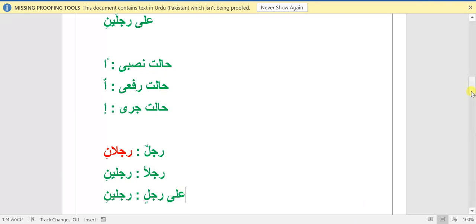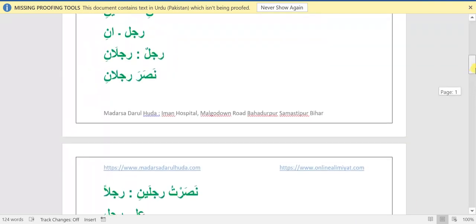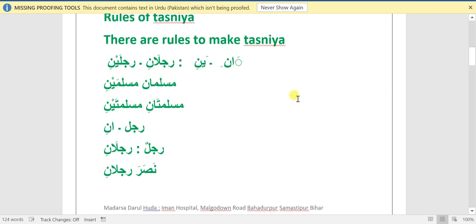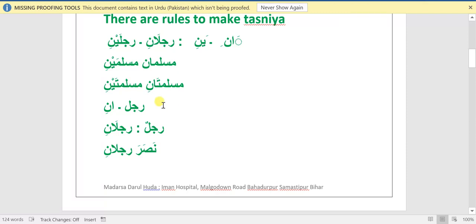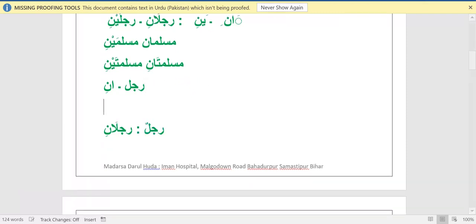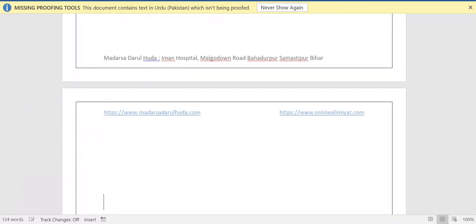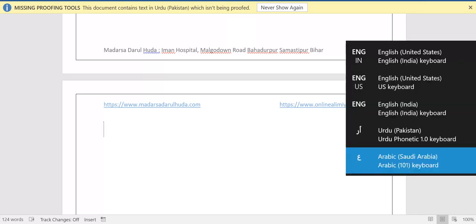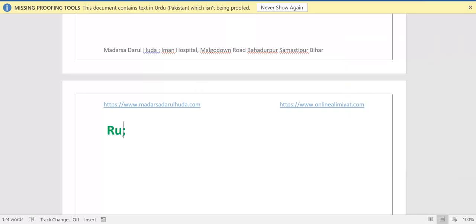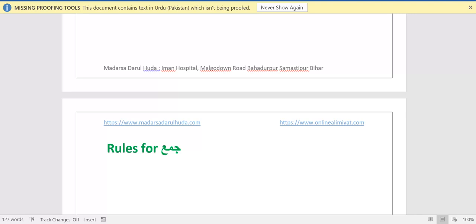Now let's come back to our main chapter. So these are the rules for tasniya. Now let's learn about the rules for jama.